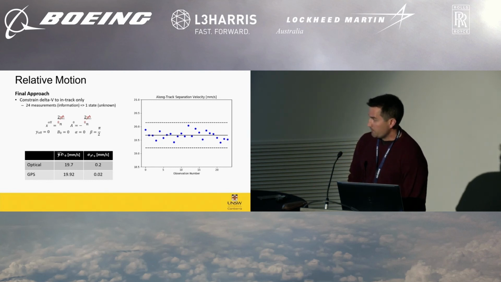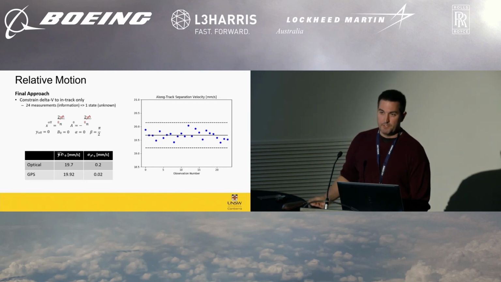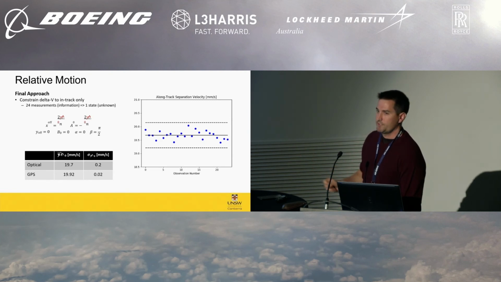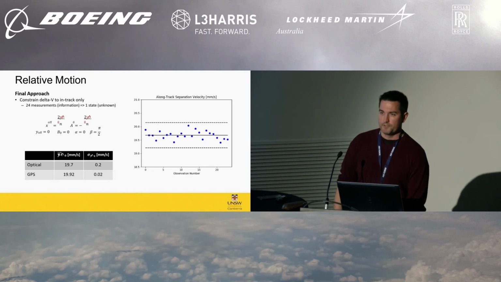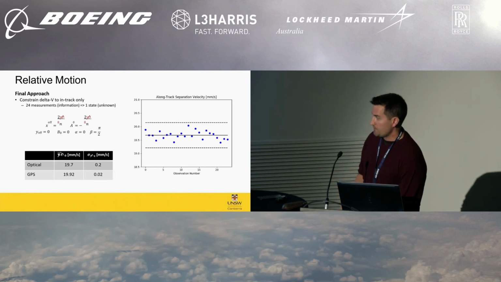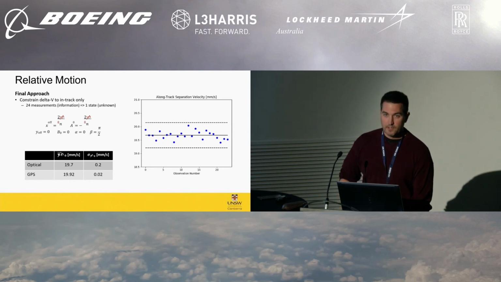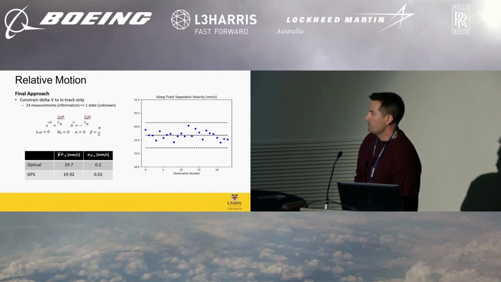And we were able to compare the solution against our GPS data and get a more precise answer from the GPS. And the GPS was 19.92 millimeters per second with a standard deviation of 0.02. So these two solutions are within one standard deviation of each other, which is a pretty good match and good agreement for us.